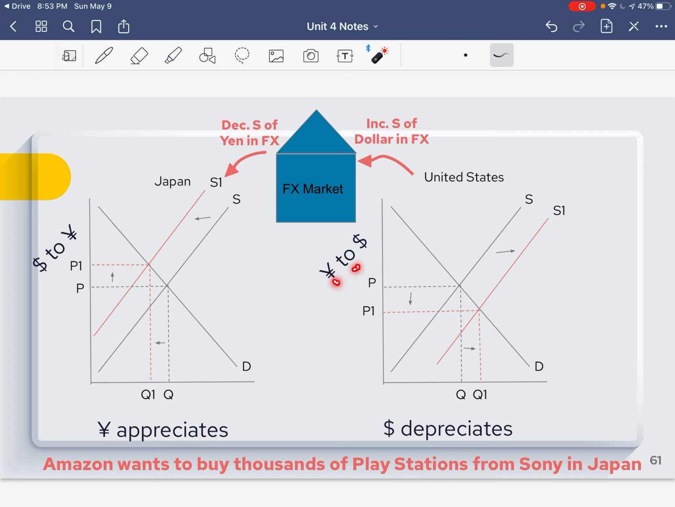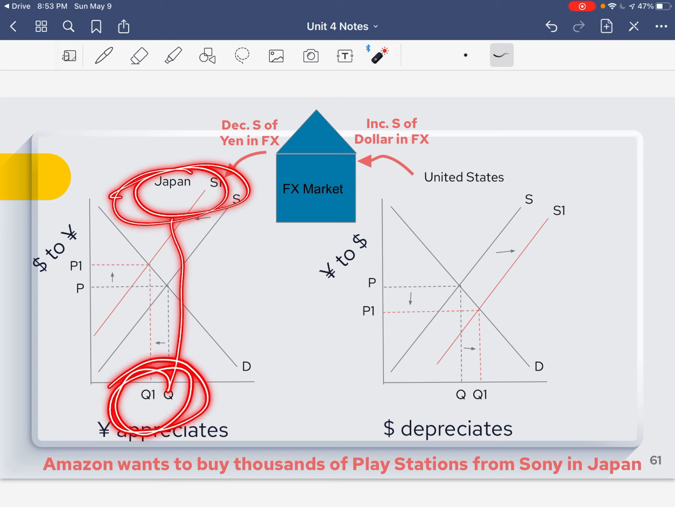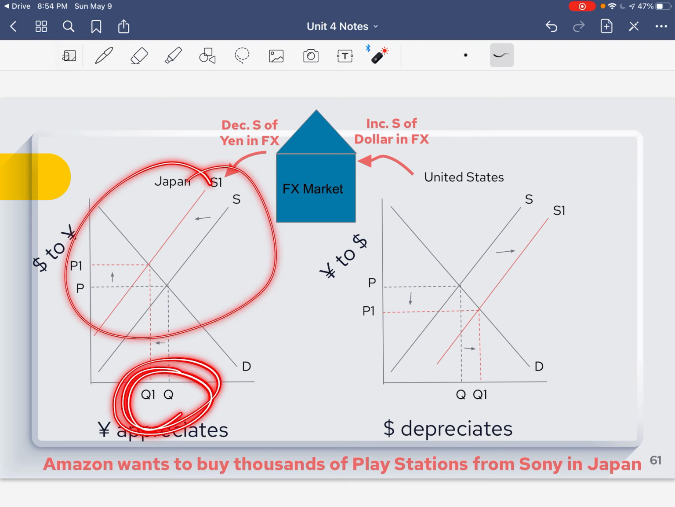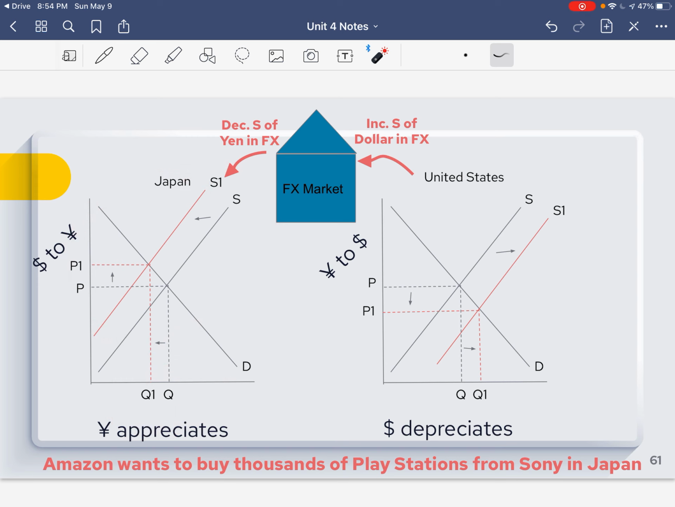So the way I like to remember this is the country. This is how much of their money is available. And then over here, it's going to be opposite, so it's going to start with the other country. It's hard to explain, but you can remember it that way. So this is the country, this is how much money they have available, quantity of yen. And then this is the currency pair based on the other currency.